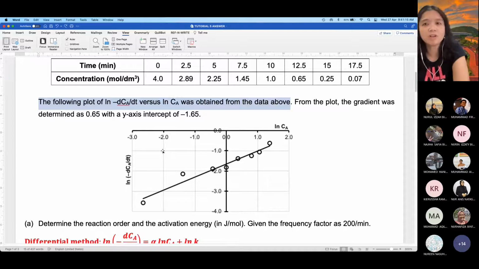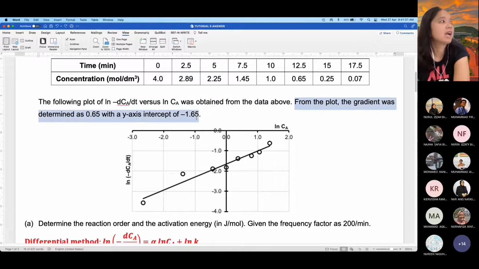So for this question, you don't have to plot. The graph is already given to you as shown in this plot below. You can see the y-axis is ln minus dCA per dt, and your x-axis is ln CA. From the plot, the gradient was determined as 0.65 with a y-intercept of negative 1.65.